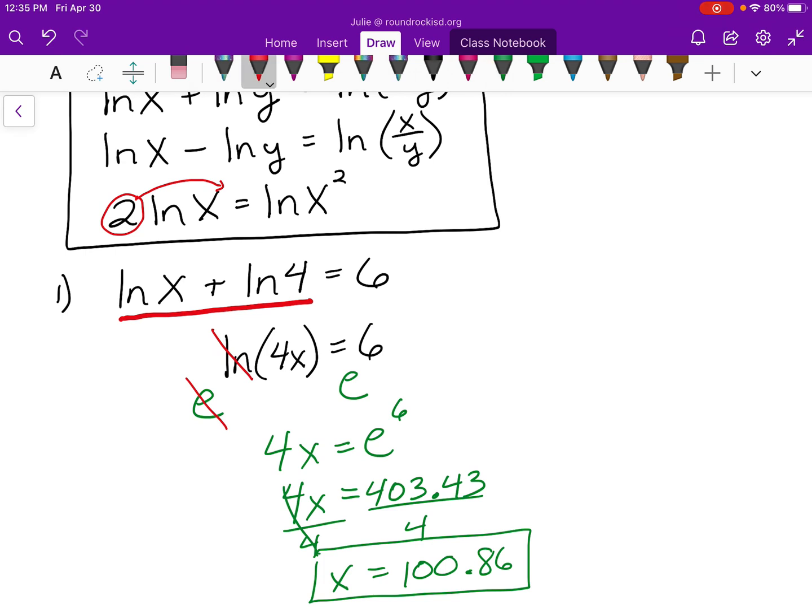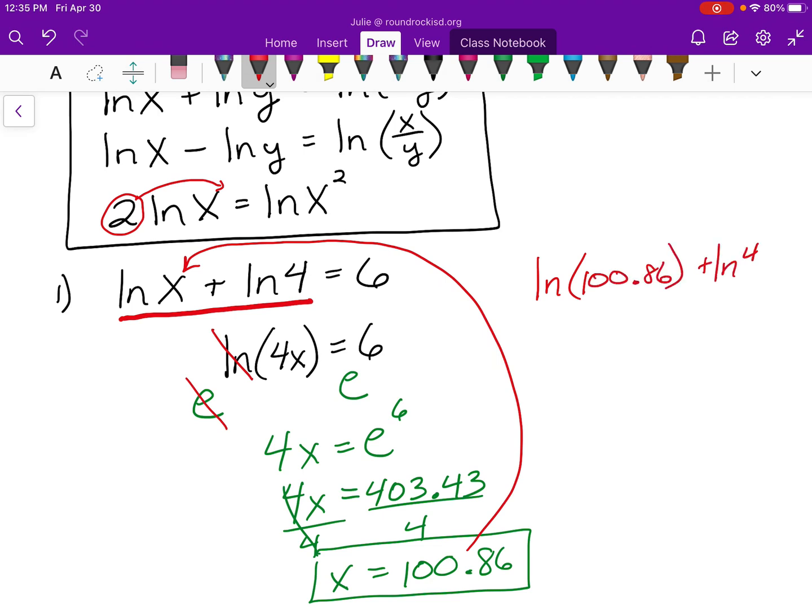And the way that we do that is we have to plug in our answer into our original problem. When we find out what x equals, we plug it back into x, and we make sure that my argument stays positive. So in this case, that would give me natural log of 100.86 plus natural log of 4 equals 6. My argument here is positive, so this solution is valid. Always check for extraneous solutions.